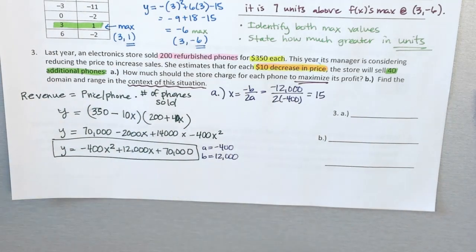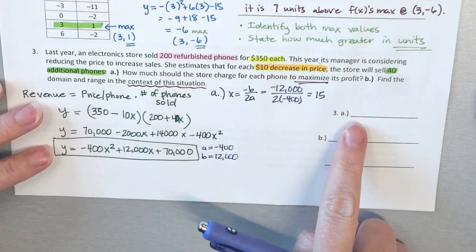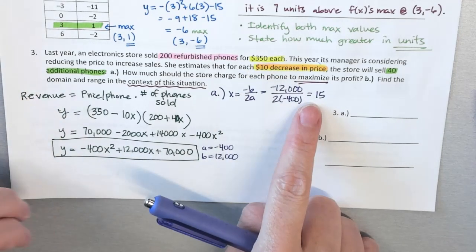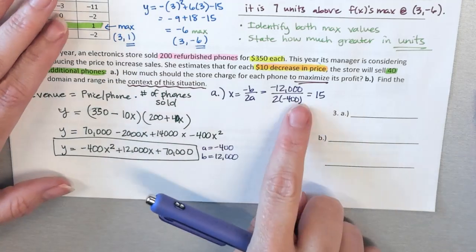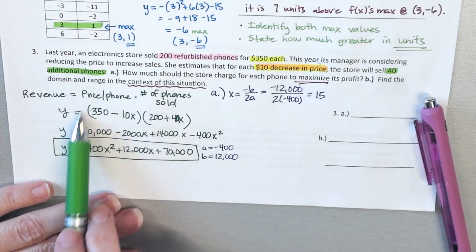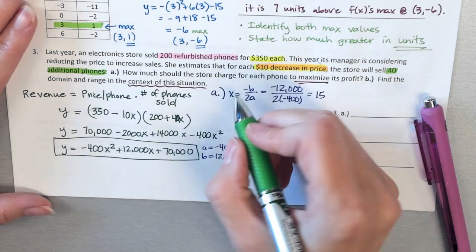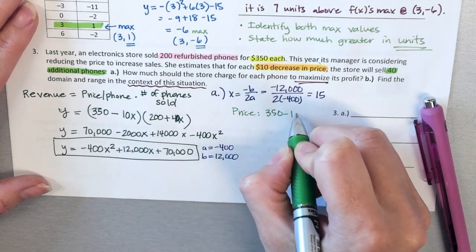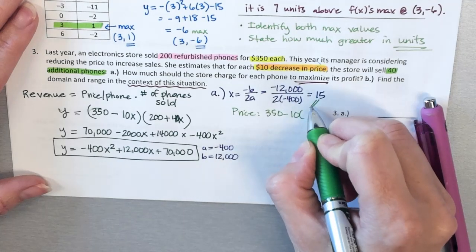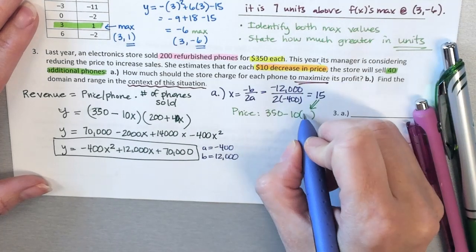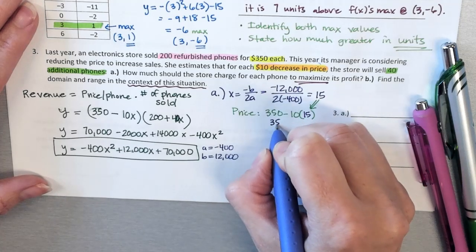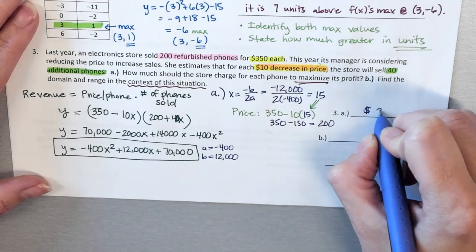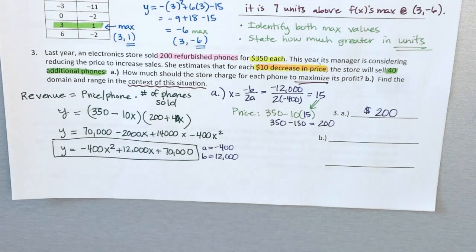Now remember, that is not your answer of how much they should charge. It doesn't make sense. You're going to drop the price from $3.50 to $15. That's too good to be true. So what do we do with that? Well, remember, we already came up with an expression for the price. The price is $3.50 minus 10x, and then all you have to do is plug in the 15. So $3.50 minus 150 is 200. So what should they charge? They should charge 200 for each phone.